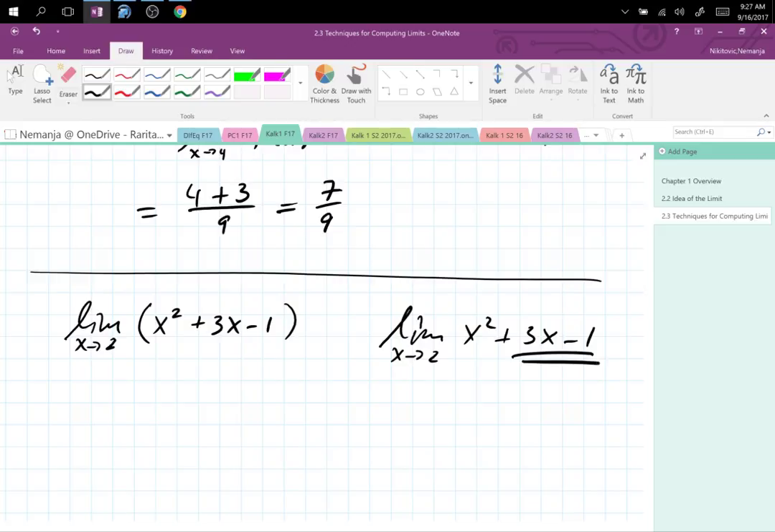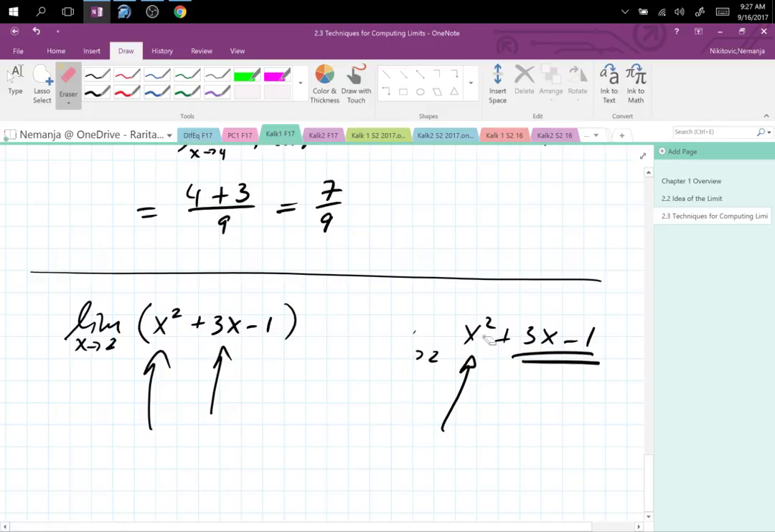That could be a very cheap and evil and mean question on the exam. Because in the problem on the left, you will plug your 2 into both x's. On the problem on the right, you will only plug 2 into the first one, leaving the second one as x. So you have to be careful about those kinds of things.